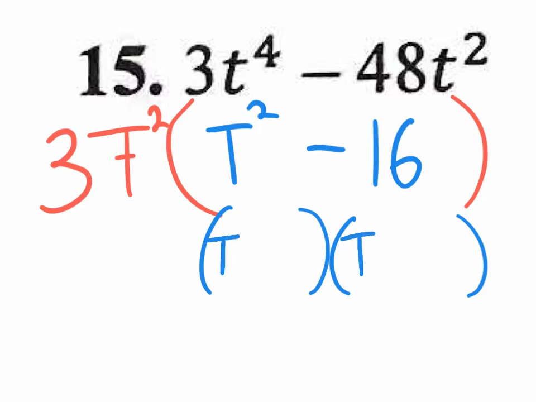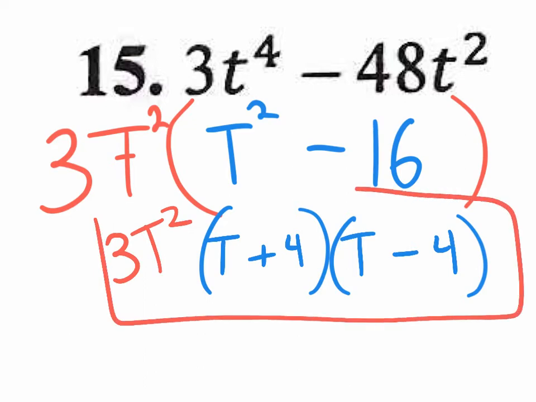Now, what times what is negative 16, that if you combine together is the middle value, which is nothing? That would be a positive 4 and a negative 4. Let's not forget about the 3t squared out here in the front. So that's our final answer for factoring number 15.